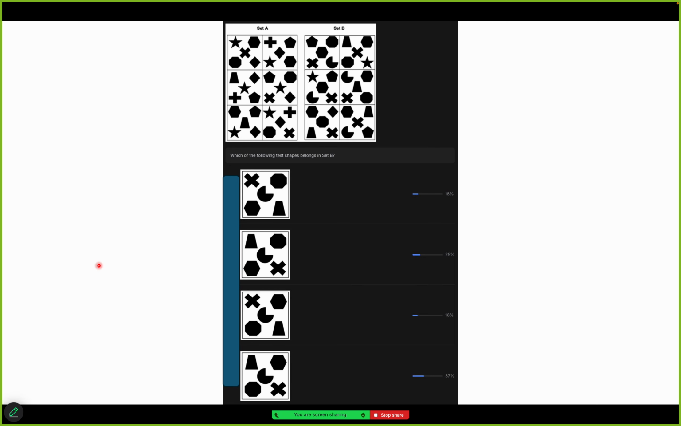Like that, is there anything for set B? Which position is repeating? I can see the crosses in all of them. Okay. And so is the hexagon. The hexagon seems to be always above the cross. Hexagon seems to be above the cross. Okay, is it satisfying everywhere? Yeah.